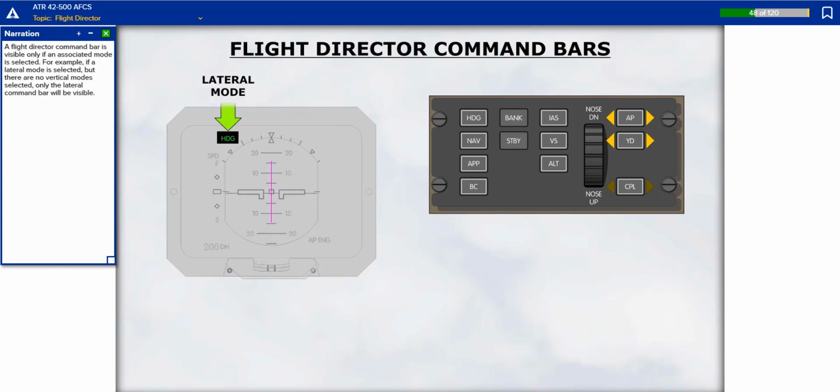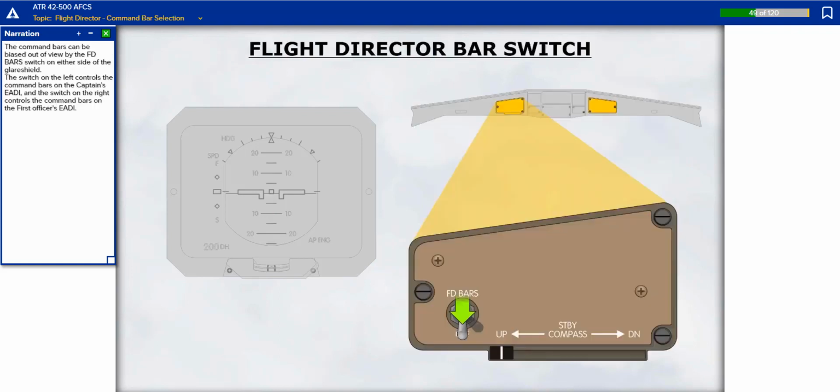A flight director command bar is visible only if an associated mode is selected. For example, if a lateral mode is selected, but there are no vertical modes selected, only the lateral command bar will be visible. The command bars can be biased out of view by the flight director bars switch on either side of the glare shield. The switch on the left controls the command bars on the captain's EADI, and the switch on the right controls the command bars on the first officer's EADI.